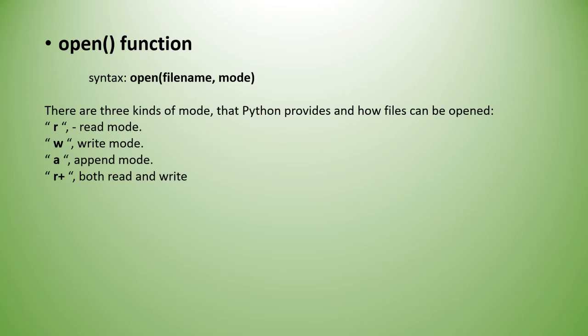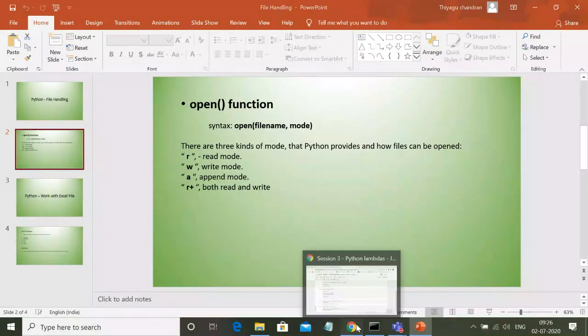Write mode is used whenever you want to write or make changes to the existing file. The difference between write mode and append mode is that write mode completely replaces the existing content when you write something into a file, whereas append mode appends to the existing content. And r+ is used for both reading and writing. Let's see how this works in a practical session.